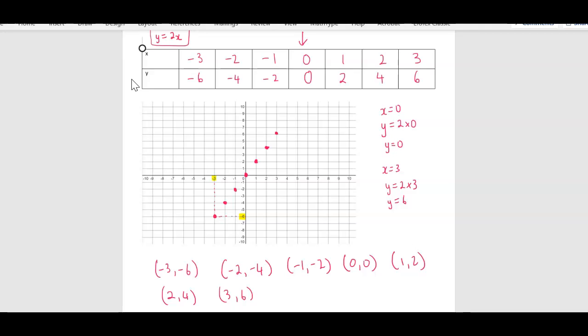So all you need to do now is just try to draw a straight line. You should have a ruler. All right, there it is. And you can keep going. If you've got a ruler, it's a lot easier to do. All right, so it should be a straight line. Okay, so that's how your rule connects with a table, connects with the points, connects with a graph.